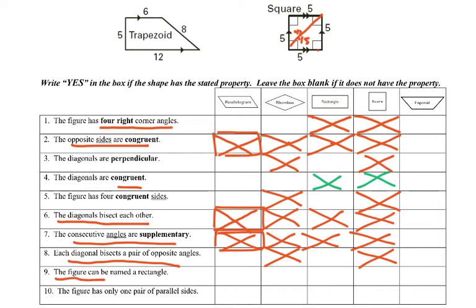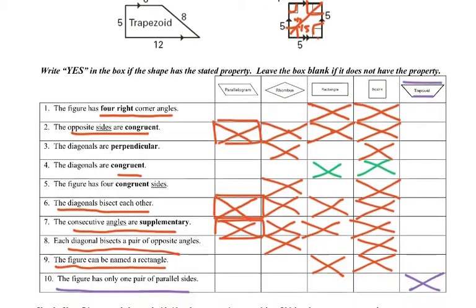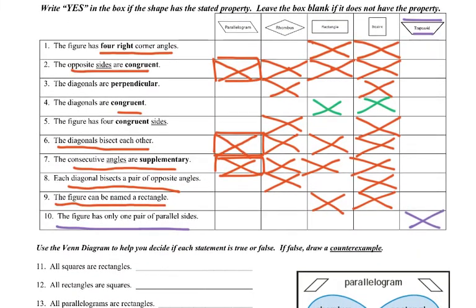This one's tricky. Figure can be named a rectangle. Of course, a rectangle can be named a rectangle. But do you agree that a square is also considered a rectangle, right? Because a square has 4 90-degree angles, which is all you need to be a rectangle. And then not to be left out, the figure with only 1 pair of parallel sides, that's our trapezoid. So trapezoid really is kind of its own thing. Even though it's a quadrilateral, it doesn't fall into the same category as parallelograms.